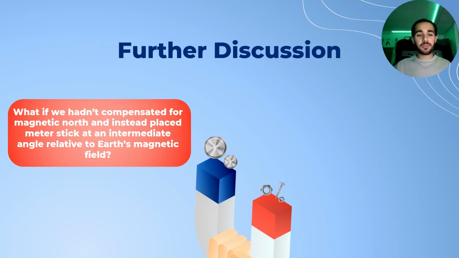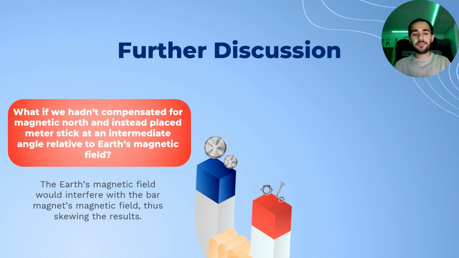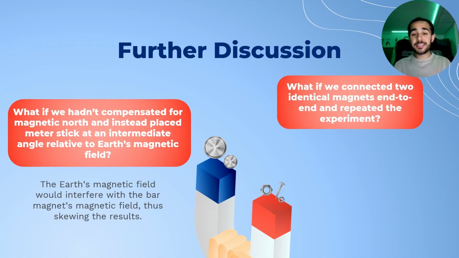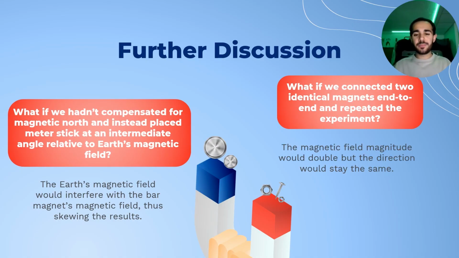Anyway, first up, what if we hadn't compensated for the magnetic north and instead placed our meter stick at an intermediate angle relative to Earth's magnetic field? Well, the Earth's magnetic field would interfere with the bar magnet's magnetic field, and this would skew the results. Next up, what if we connected 2 identical magnets end to end and repeated all these experiments? Well, the magnetic field magnitude would roughly double, but the direction would stay the same.